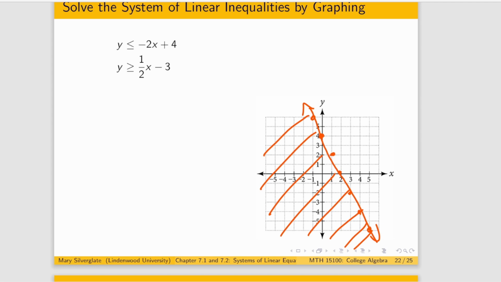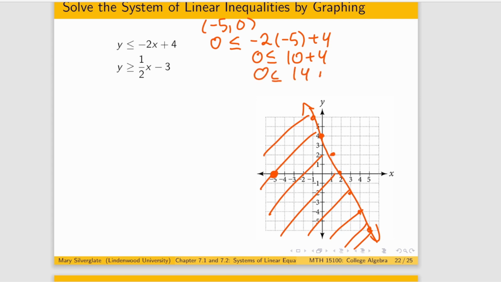And I want to pick a testing point to double check. So let's say, I don't know, (-5, 0). If I plug in that, I want to check: is 0 less than or equal to -2 times -5 plus 4? Is 0 less than or equal to 10 plus 4? Is 0 less than or equal to 14? It is. We're good. Then we want to graph the other line.